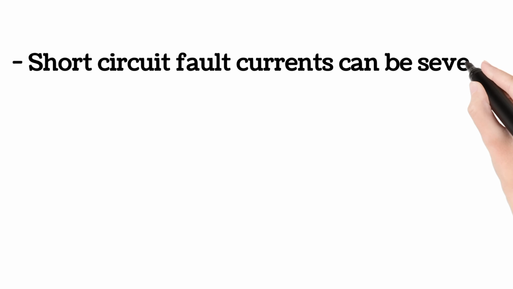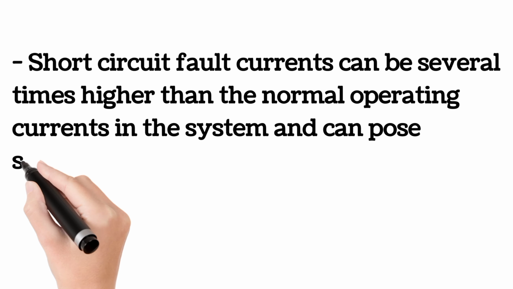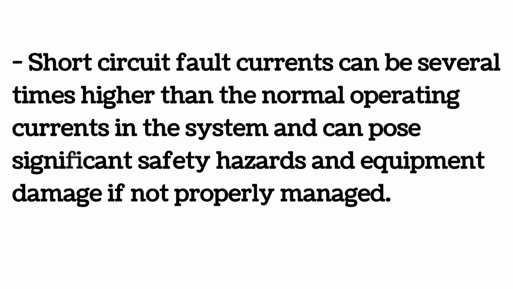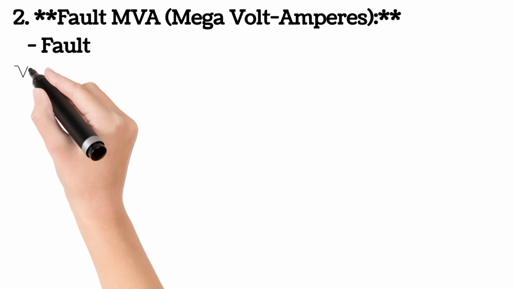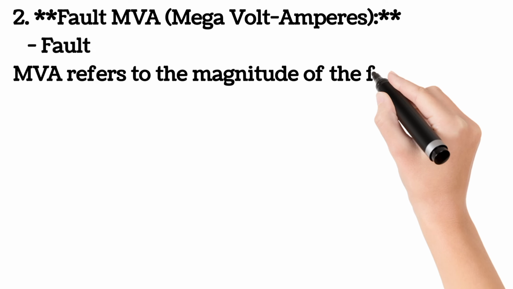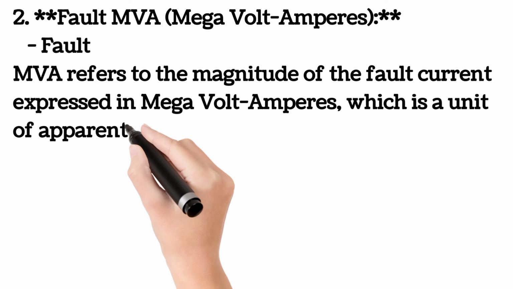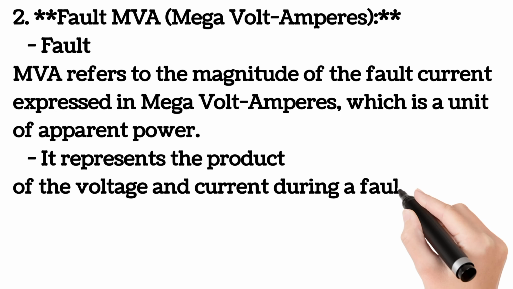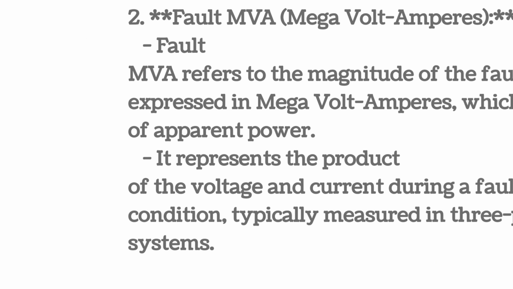Short-circuit fault currents can be several times higher than the normal operating currents in the system and can pose significant safety hazards and equipment damage if not properly managed. 2. Fault MVA, megavolt amperes. Fault MVA refers to the magnitude of the fault current expressed in megavolt amperes, which is a unit of apparent power. It represents the product of the voltage and current during a fault condition, typically measured in three-phase systems.